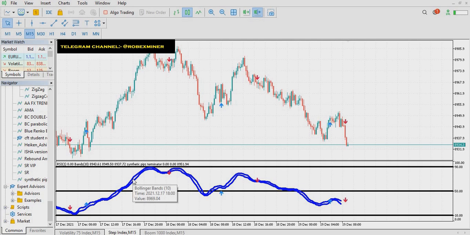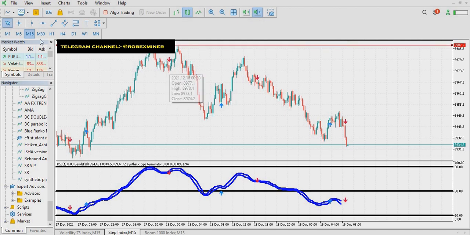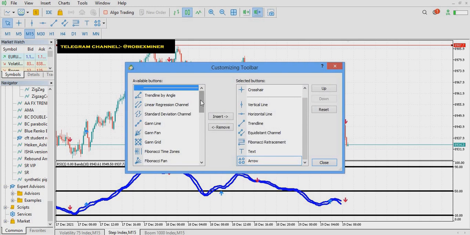Okay, so it depends on where you put your stop loss. Your stop loss will be above the previous high. Okay, your stop loss is here, your entry is here, and your take profit will be double.